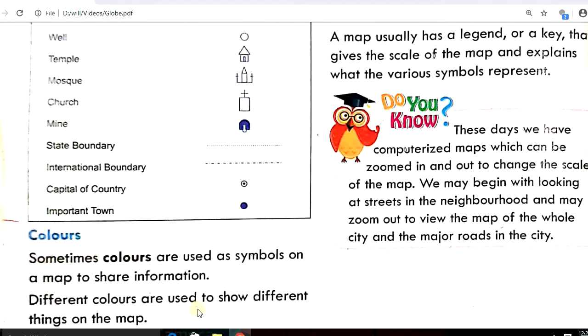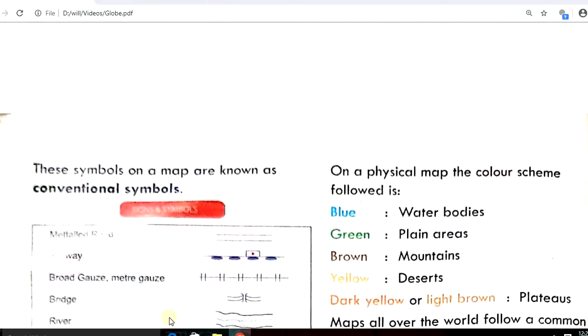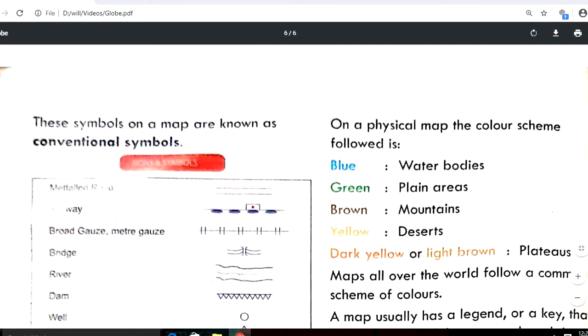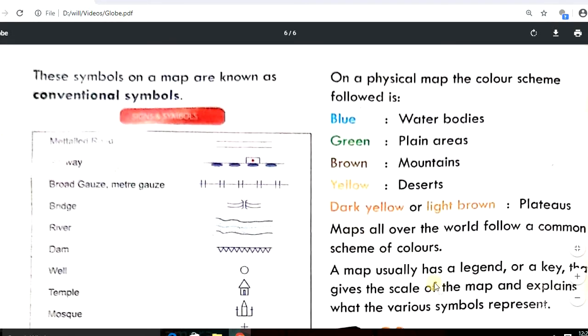Now the color. Sometimes colors are used as symbols on a map to share information. Different colors are used to show different things on the map. On a physical map, the color scheme followed is: blue color is for water bodies, green is for plain areas, brown for mountains, yellow is for desert, dark yellow or light brown for plateaus. Maps all over the world follow a common scheme of colors.